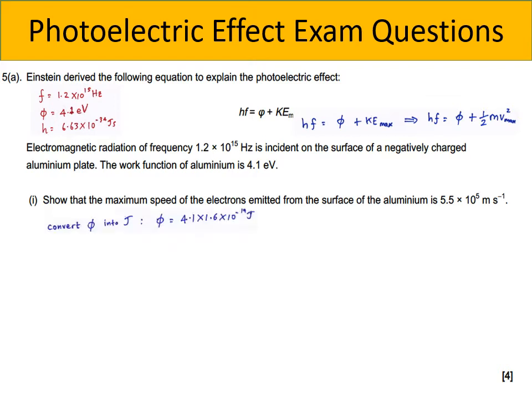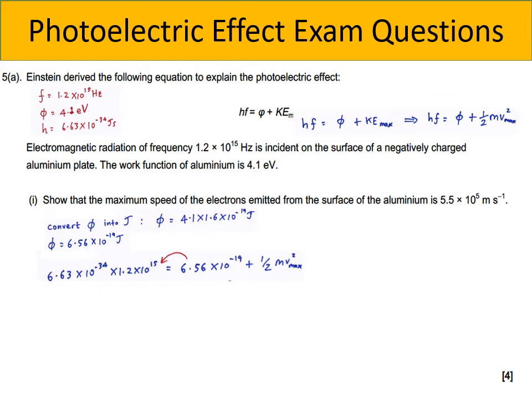Now I need to convert the work function, which is given in electron volts, into joules because I have Planck's constant in joule seconds. So in order to convert from electron volts to joules, I need to multiply by 1.6 times 10 to the power minus 19. So the work function is equal to 4.1 times 1.6 times 10 to the power minus 19 joules, which gives me the work function to be 6.56 times 10 to the power minus 19 joules. Then I substitute those numbers into Einstein's photoelectric equation.